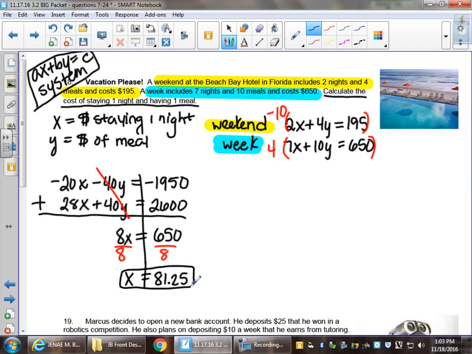There's our math answer. Let's see if this makes sense with how we defined our variables. Maybe we need to round, maybe we don't. When I look up here, x is the cost of staying one night. With money, we have decimals. So this answer will be $81.25 per night, the cost of staying one night.